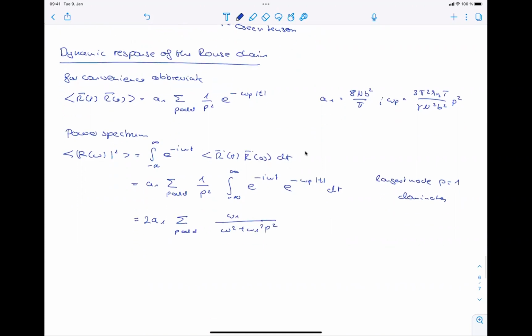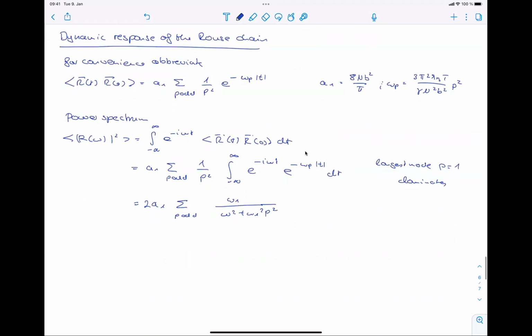Yeah. So that's the power spectrum, and now we want to relate it to the response function, thinking about this shearing setting. So the power spectrum related to the response function.